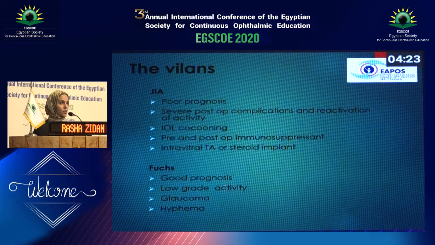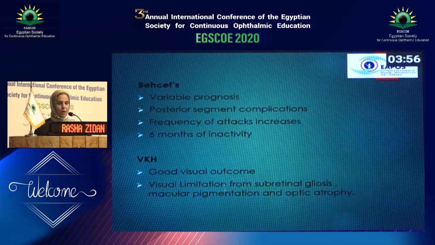The IOLs are the typical type that become cocooned within their membranes. You have to continue the pre- and post-operative immunosuppressive therapy, and sometimes intravitreal triamcinolone or steroid implants are needed. Fuchs patients are somehow in a low-grade activity throughout their disease course, but they do give good prognosis with cataract surgery. We fear mainly glaucoma and hyphema during the surgery.